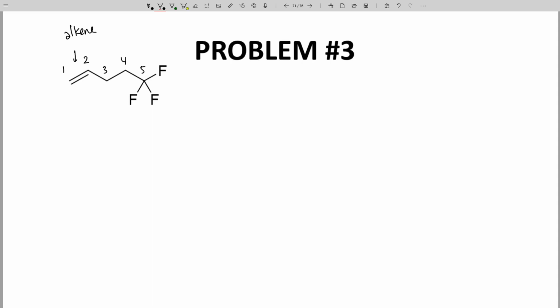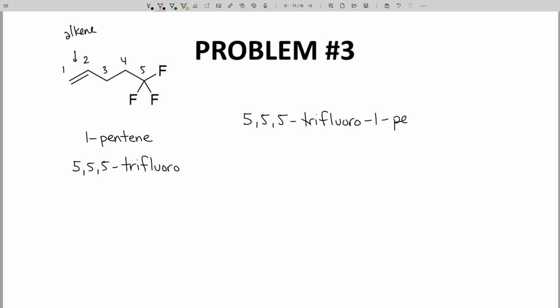So this will be some type of 1-pentene. Now on the 5 position, we've got a bunch of stuff going on. We have 5 fluorine atoms. So this is 5, 5, 5-trifluoro. So when we put this all together, we get 5, 5, 5-trifluoro-1-pentene.